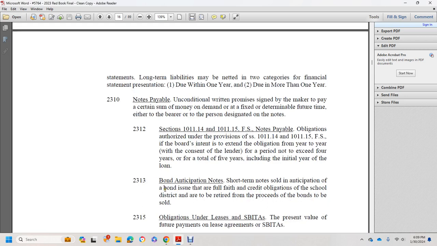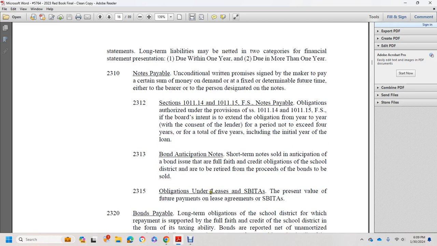2313, bond anticipation short-term notes, the notes sold in anticipation of bonds with the full faith and credit obligation of the school district, to be retired from proceeds of the bonds to be sold. 2315, obligation under the lease of the SBITA, the present value of the future payments of the lease agreement of the SBITAs.